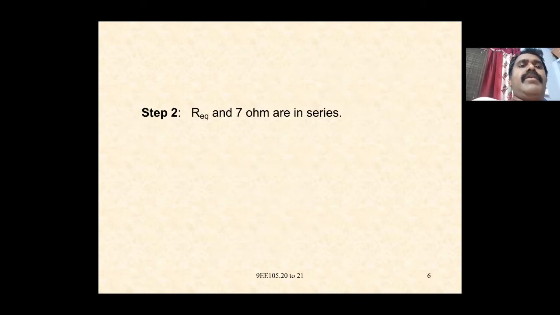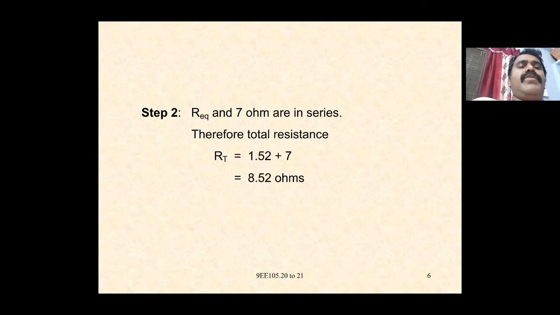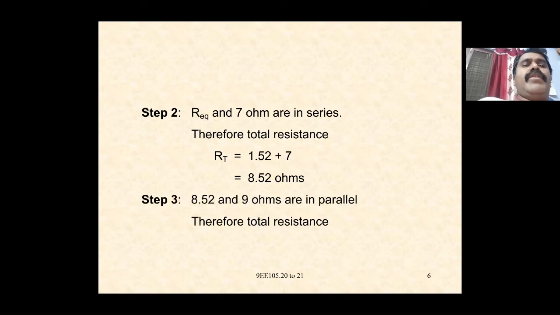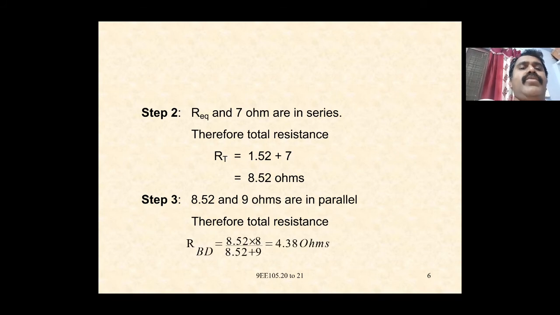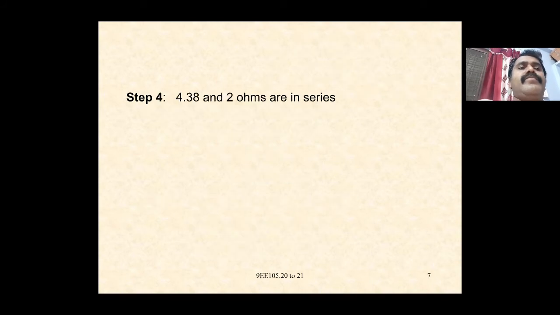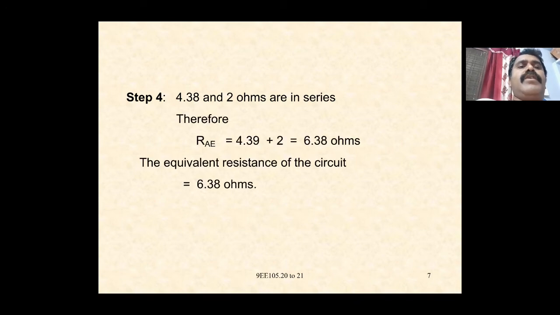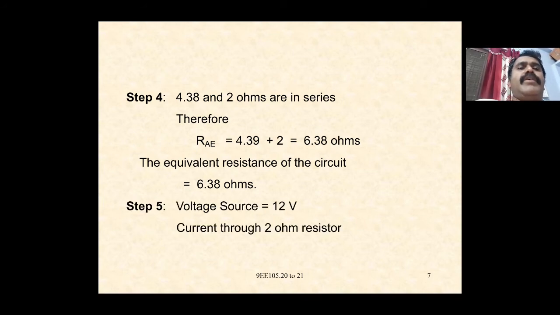So next R equivalent and 7 ohms are in series. So therefore total resistance RT is equal to 1.52 plus 7, which is equal to 8.52 ohms. That is, 8.52 and 9 ohms are in parallel. So therefore the total resistance RPT is equal to 8.52 into 9 by 8.52 plus 9, which is equal to 4.38 ohms. So 4.38 and 2 ohms are in series. So therefore RAE is equal to 4.38 plus 2, which is equal to 6.38 ohms. So the equivalent resistance of the circuit is 6.38 ohms here.